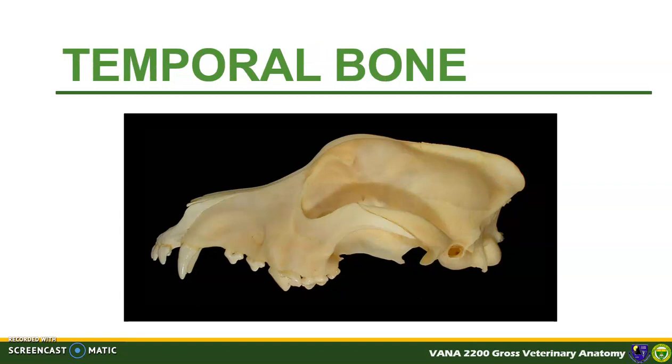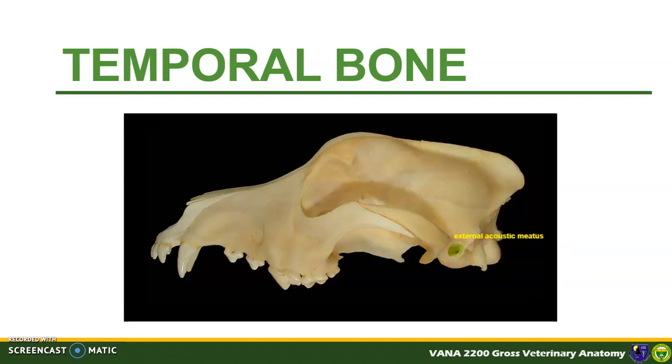Next is the temporal bone. This is a paired bone that lies below the parietal bone on the caudolateral surface of the skull. The most ventral part of the bone forms a rounded prominence called the tympanic bulla, which houses the structures of the middle ear. The external acoustic meatus is a large opening at the tympanic bulla. This is where the external ear is attached. In a living animal, this opening is covered by the eardrum or the tympanic membrane.